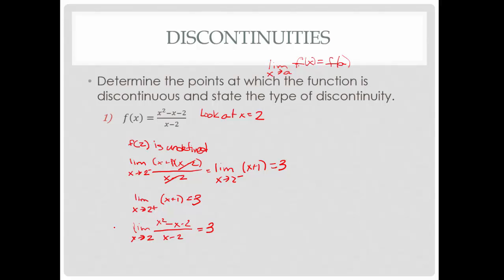So now that we have the limit and we have f of 2, we need to do a comparison between these 2 pieces of information. The limit as x approaches 2 is equal to 3, but f of 2 is undefined. So while the limit as x approaches 2 exists, it's not the same as what we get when we plug 2 into the function. That tells me that we have a removable discontinuity at x equals 2.